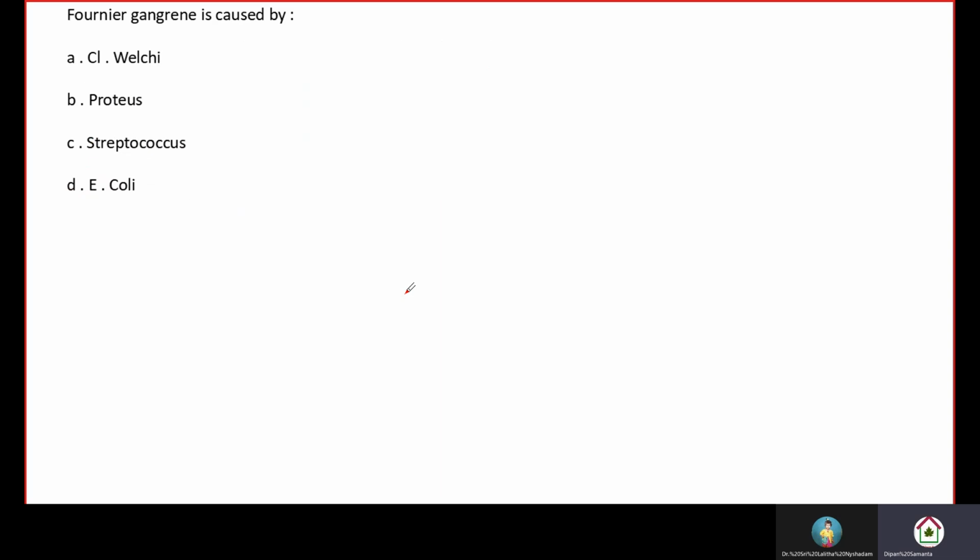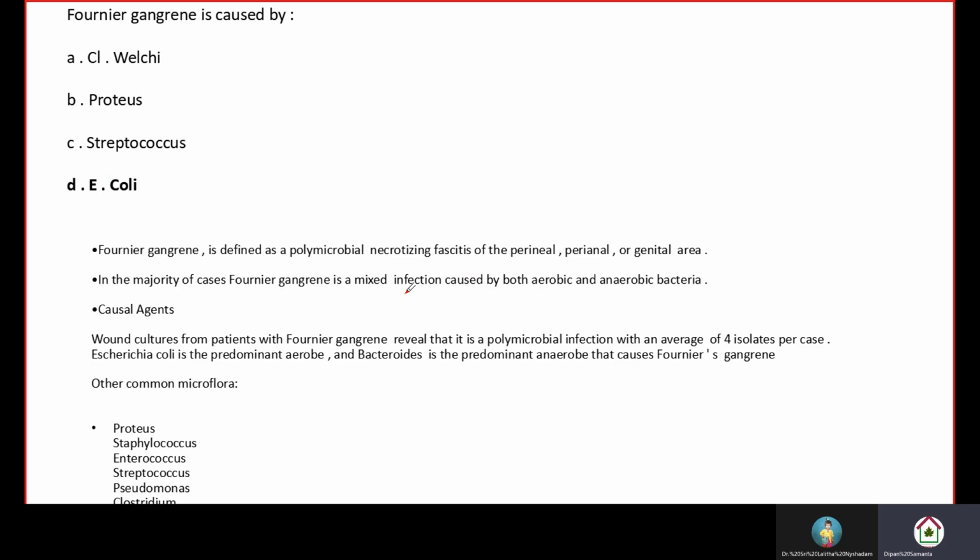Fournier's gangrene is caused by Welchii, Clostridium welchii, Proteus, Streptococcus, E. coli. Fournier's gangrene is caused by E. coli. What is Fournier's gangrene? It is defined as polymicrobial necrotizing fasciitis. Polymicrobial necrotizing fasciitis of perineal, perianal, and genital area.